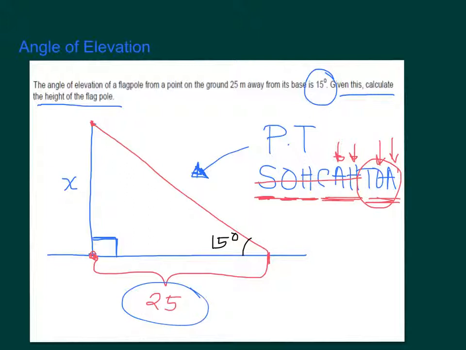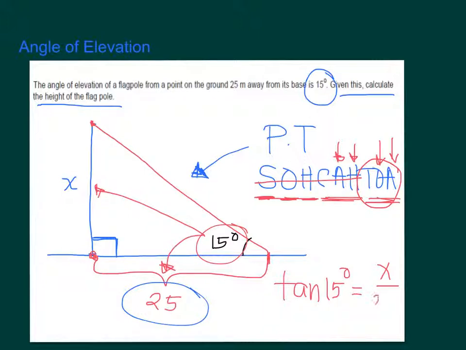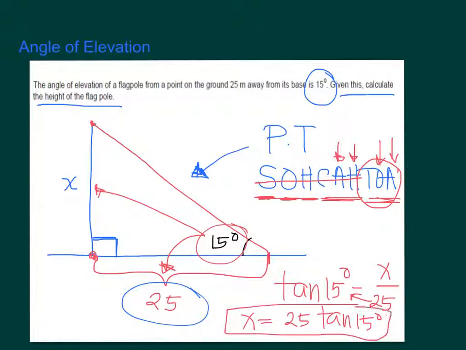So how do we set up our tangent function? The tangent of the angle 15 degrees is equal to the side opposite the angle, which is x, over the adjacent side, which is 25. So from here, we could create x is equal to 25 tangent 15 by cross multiplying 25 to tangent 15. And if you compute for this value, this will give you the value of x, which is the height of the flagpole.